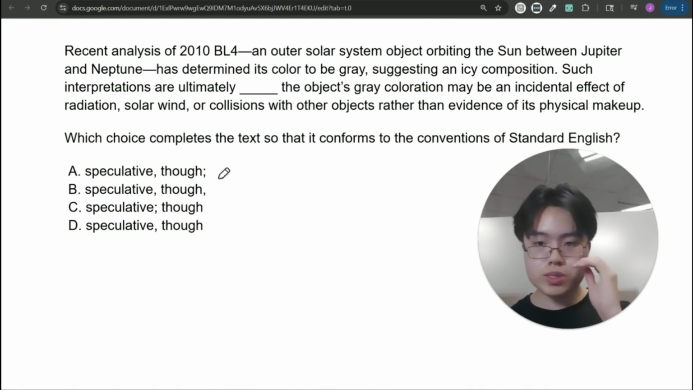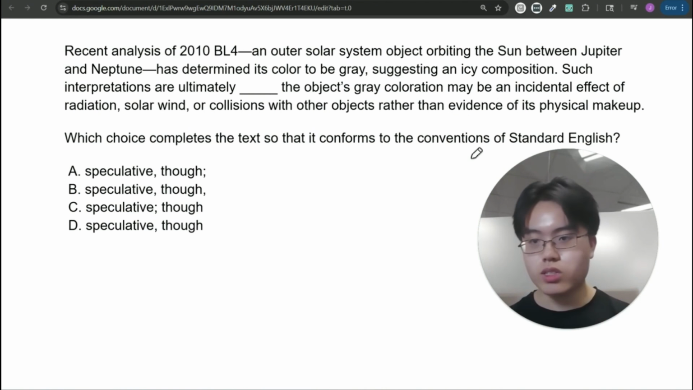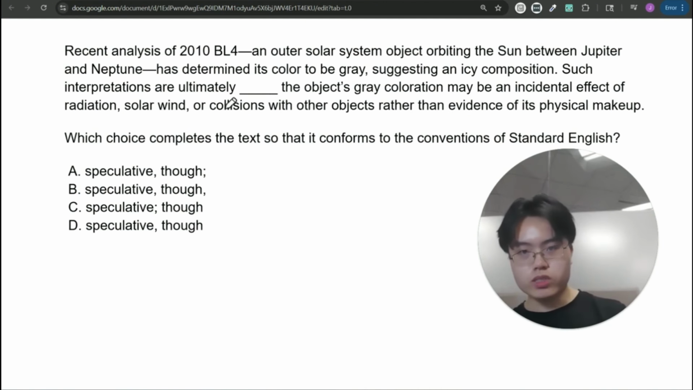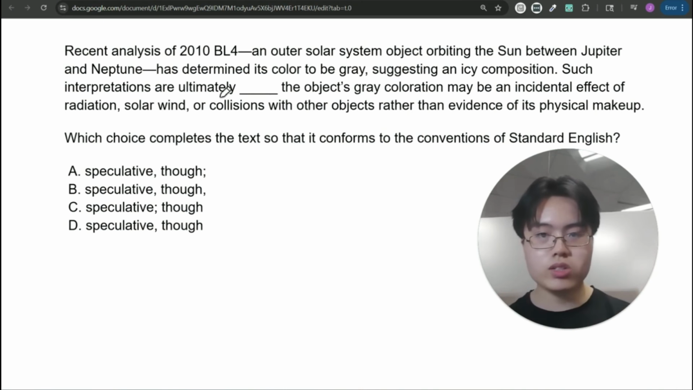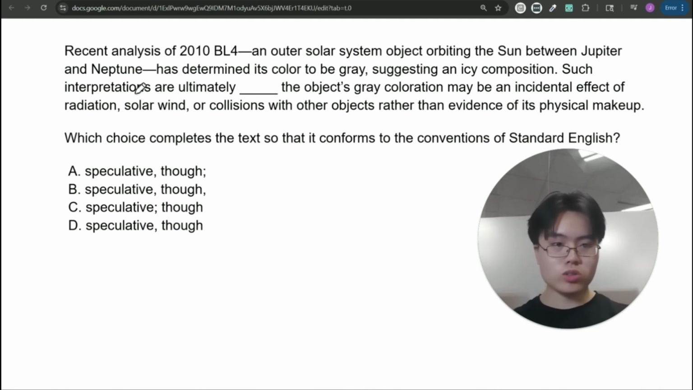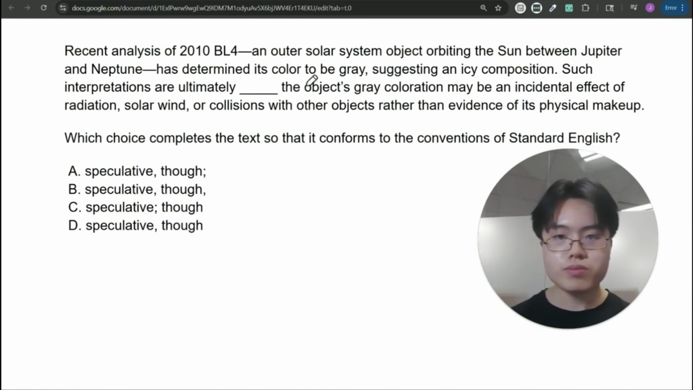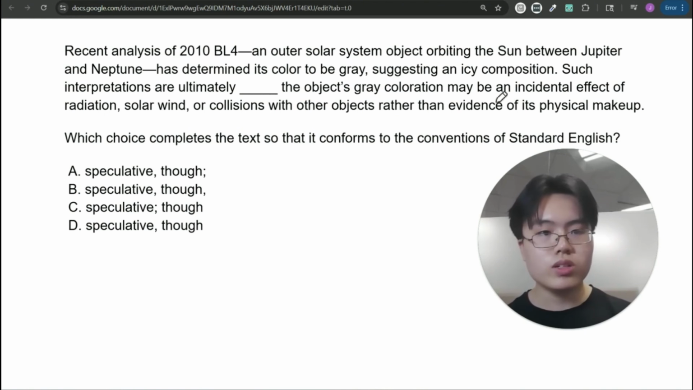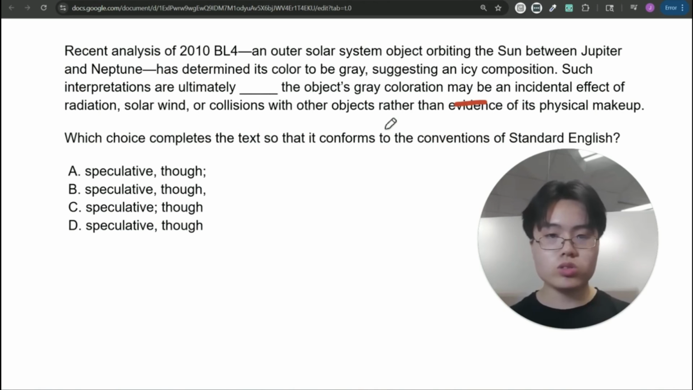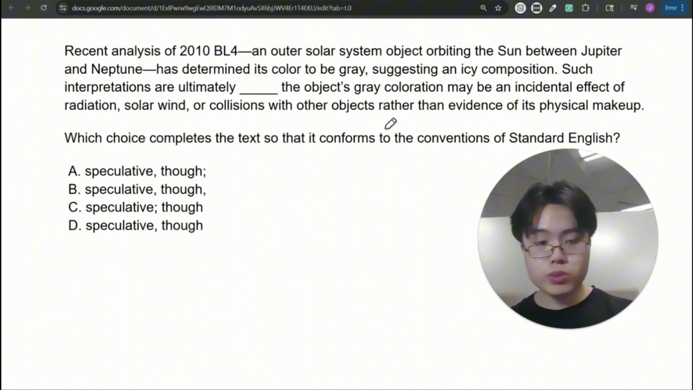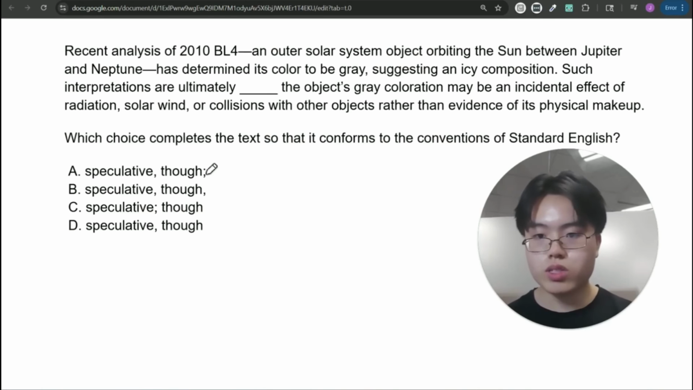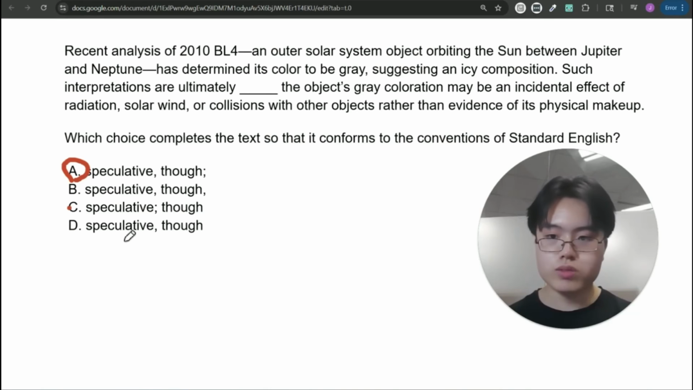Okay, so semicolon. There's no semicolon list here, obviously. So the only reason why a semicolon is correct is if it's linking independent clauses. There's an independent clause before and an independent clause after. Such interpretations, that's a subject, by the way. Such interpretations, what they do, they are ultimately special. So that's a verb. That's an independent clause before it. The object's gray coloration may be, that's a verb too, so that's also an independent clause. There was an independent clause before and an independent clause after the semicolon. So we pick A, and we know C is wrong actually.